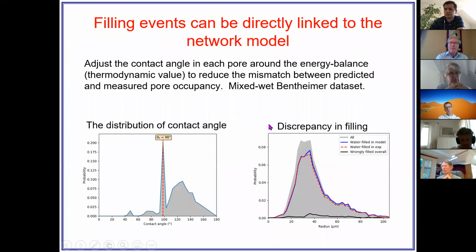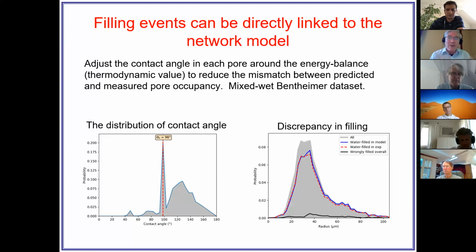So what we're going to do is take a network model. The structure of the network is based on the image of the rock, okay? Then we've got an image-based experiment, so we can see pore by pore how the fluid fills. And all we need to tune is the contact angle. Right? So we take our energy balance as an initial guess. So in our experiments, for instance, around 98 degrees. Okay, so we start off with this as an initial guess. And then we adjust the individual contact angles to get the filling sequence right.